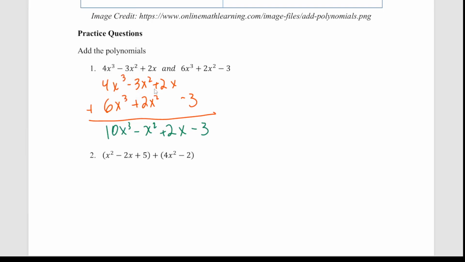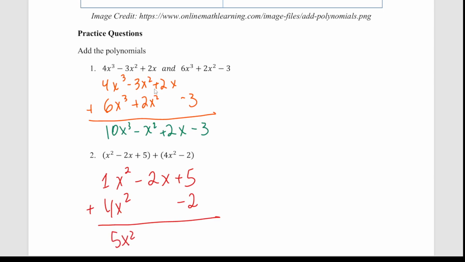For the next addition, I again want to make sure I vertically align it. So I have x squared minus 2x plus 5, positive 4x squared. This next term doesn't have any x terms, so I'm going to leave that blank. And then minus 2 here on the end. Now I'm ready to go ahead and vertically add these up. A plain x squared is secretly a positive 1x squared. 1x squared plus 4x squared gets me 5x squared. -2x plus no additional plain x's gets me -2x. Positive 5 plus -2 will get me positive 3 as my final answer.